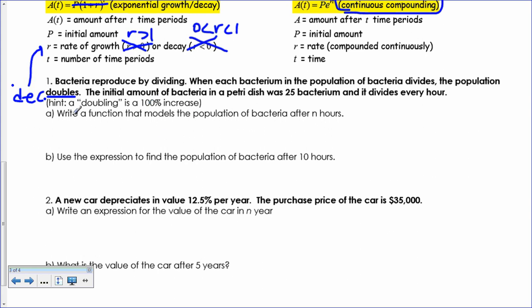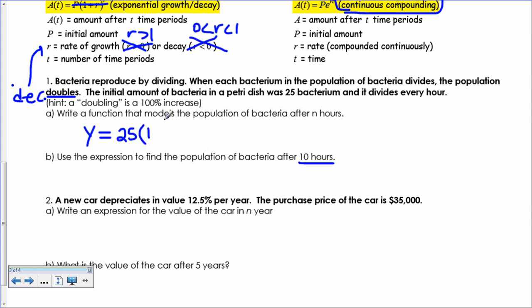So we're going to write the function that models the situation first, and then we're going to solve this equation based on this specific time. So I'm going to use y instead of a sub t, because I feel like you're more comfortable with y. So y equals, and p is the initial. So they're telling us the initial was 25. So I'm going to plug that in, 25. Then I have 1. I need to stop for a second.